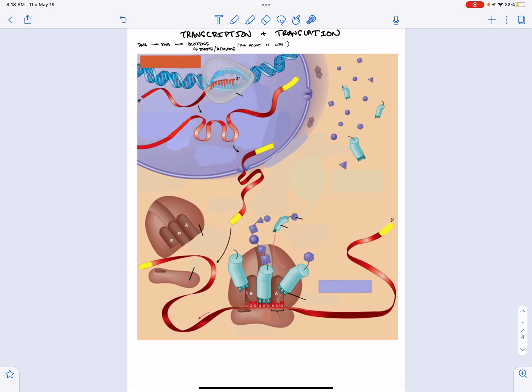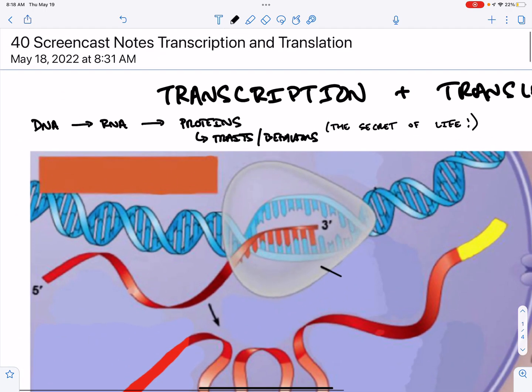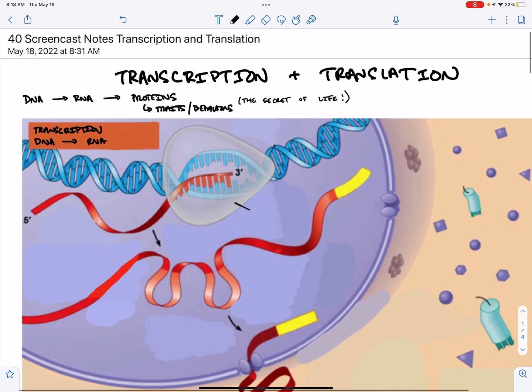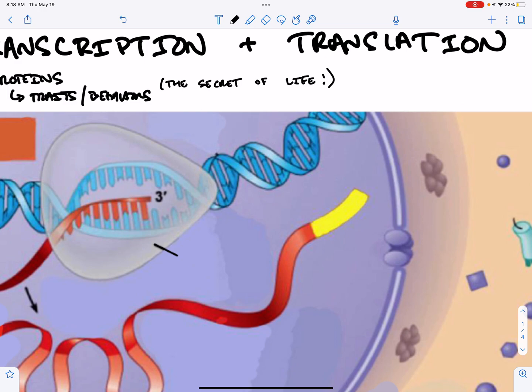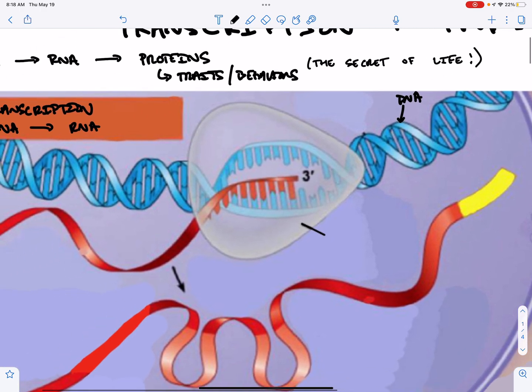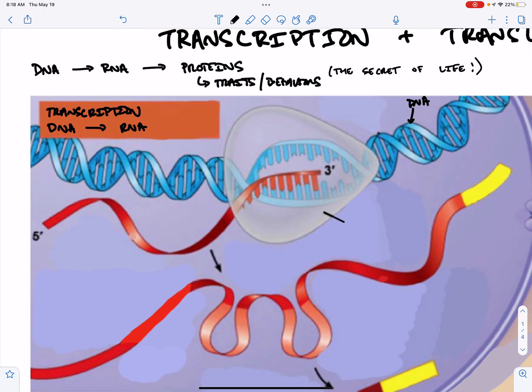Let's get right to it. So, transcription begins in the nucleus with the DNA. It is the process of taking DNA and making RNA. So this blue double helix is our DNA molecule, and this red ribbon is our RNA.